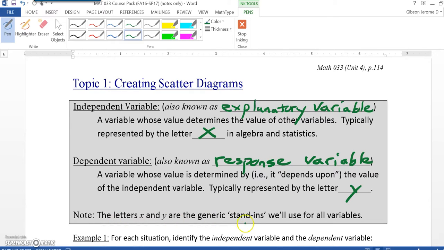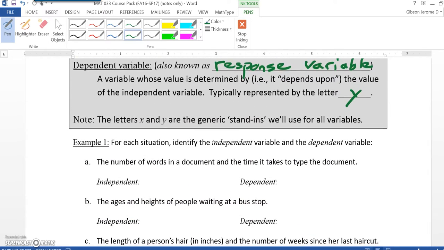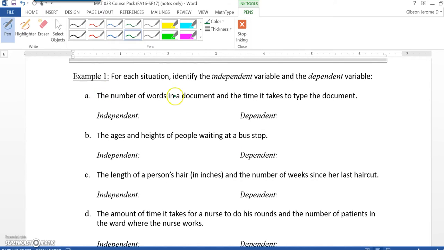The letters X and Y are the generic stand-ins we'll use for all variables. Now we go to example 1. For each situation, identify the independent variable and the dependent variable. Okay, it says here the number of words in a document and the time it takes to type the document. Now the independent variable would be the words, and the dependent would be the time.